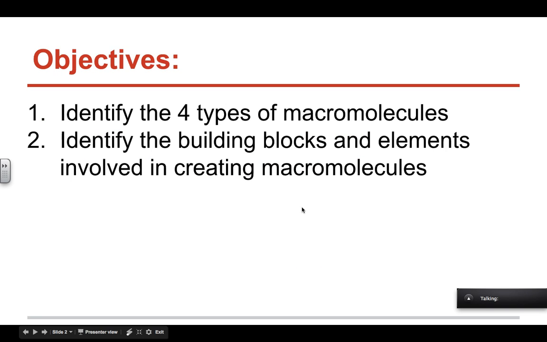So in this video, I'm going to talk about the 4 types of macromolecules. I'm going to show you a cheat sheet that I have made for you that you can print out or copy into your notes to help you remember the macromolecules. And we're going to be doing some practice questions. We're also going to identify the building blocks and the elements involved in creating these macromolecules. These 4 macromolecules are super vital to life. They're very important for your body, and we will be talking about all 4 of them in greater detail throughout the year.